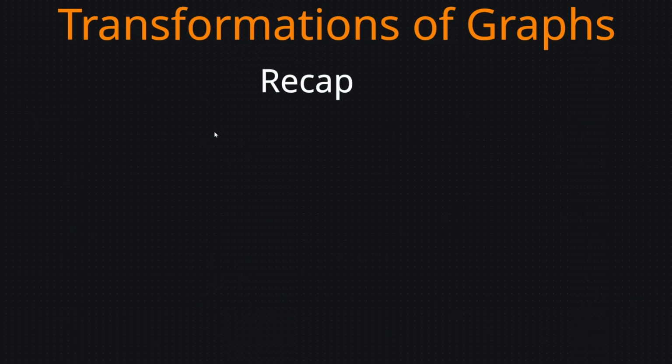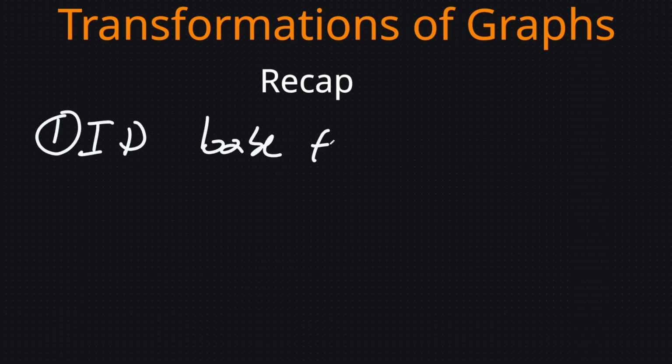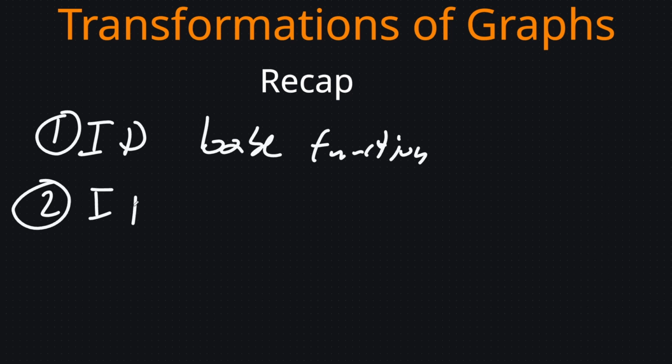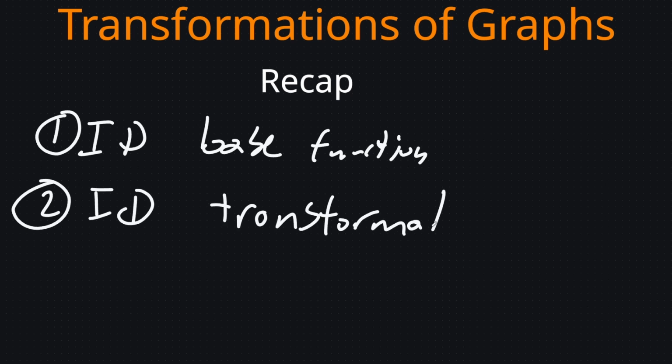So as a brief recap, how do we deal with these? Number 1, identify your base function, right? X squared, e to the x, and so on. If you can't identify the base function, you're not going to know what it looks like. So focus on memorizing all those base functions. Number 2, we're going to identify the transformations happening to our graph.